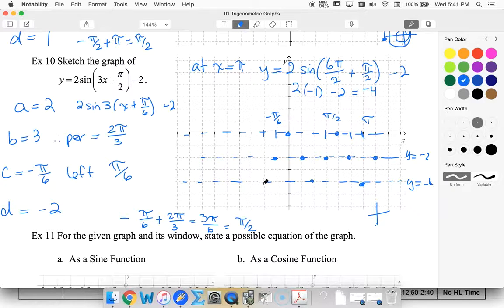So I can keep going with my graph to get a few more points to make a nice smooth curve. And here is my graph. Notice that in this case, my graph looks like a cosine curve as well. And that's what we're going to get into next.